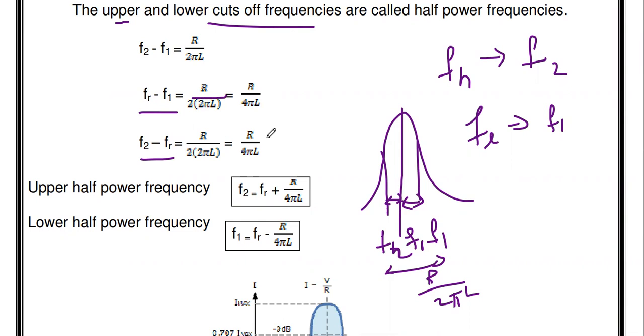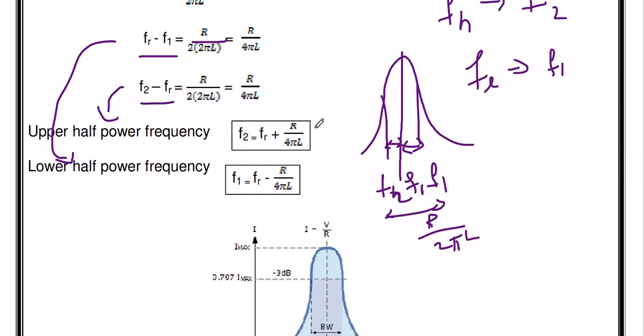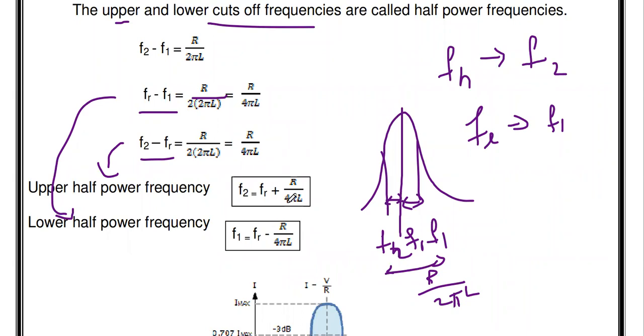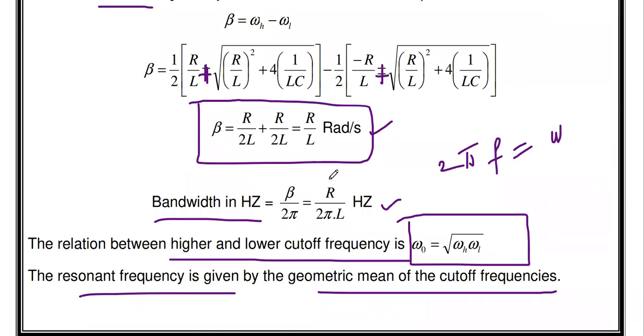From this second formula, the upper cutoff frequency equals the resonating frequency plus R by 4 pi L. Similarly, from this formula, the lower cutoff frequency F1 equals FR minus R by 4 pi L. We use this formula when the resonant frequency and the R and L values are known, in order to find the lower and higher cutoff frequencies. This is a shortcut method, but this is the exact derivation of the bandwidth of the series RLC circuit.